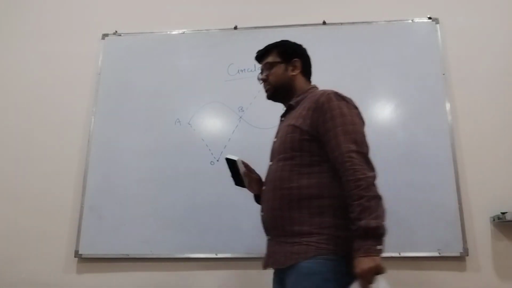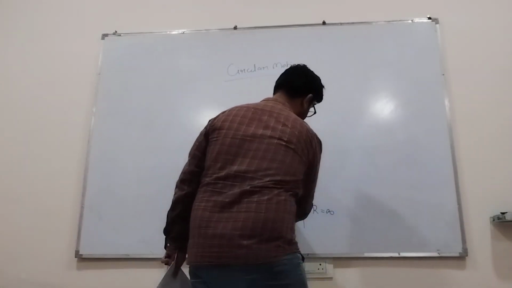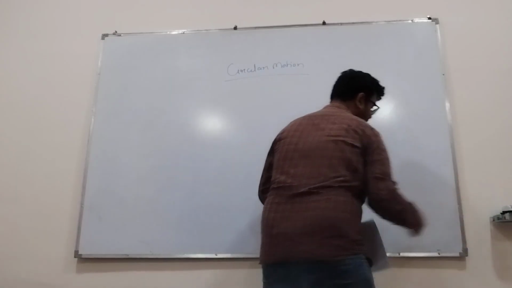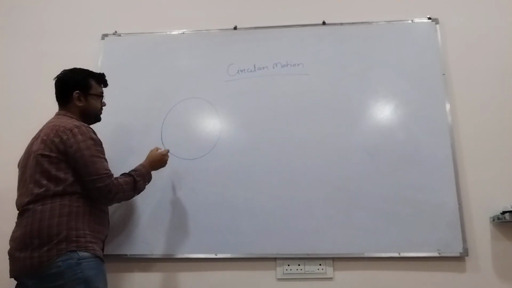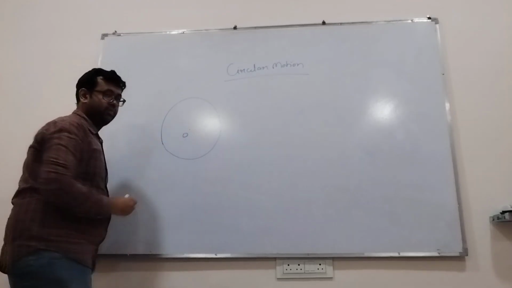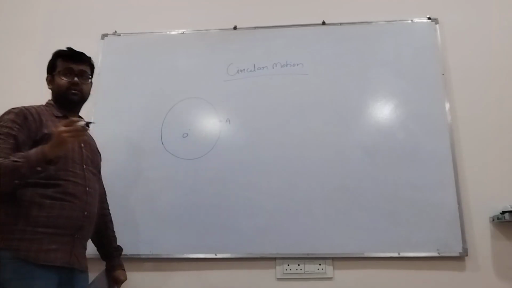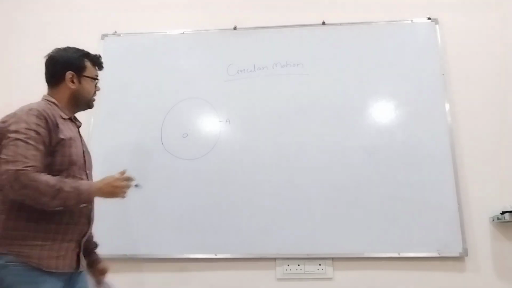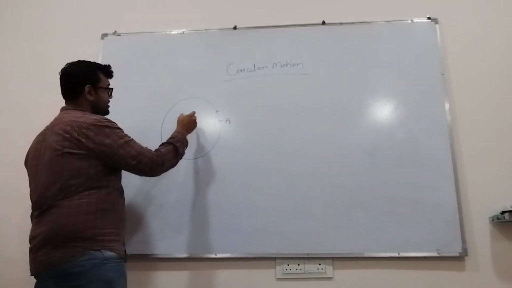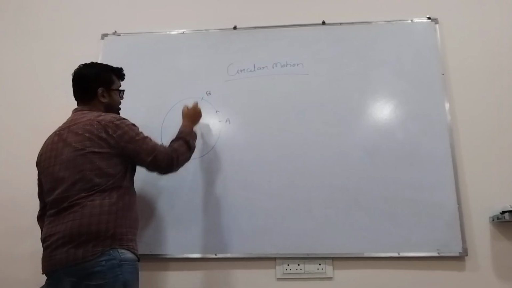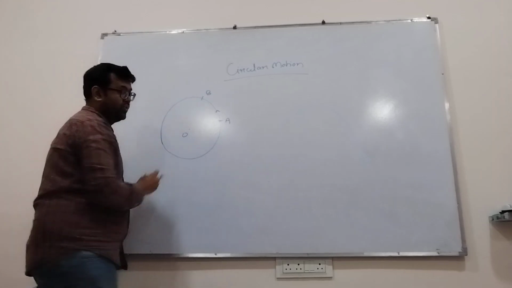So what is the angular displacement? Now suppose an object is doing a circular motion. O is the center of the circle, and the object is here at a starting point A. It is moving in this direction, and the object has moved from A to B.